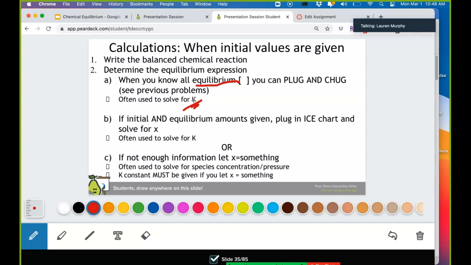All right? Now, the next thing I'm going to introduce to you today is B, and then the last thing we'll do together is C. So B is where I don't give you all equilibrium concentrations. I give you some initial starting concentrations, and then I give you a subsequent equilibrium concentration, and you work your way backwards to figure out everybody's equilibrium concentration that you can then plug into the expression to solve for K. So that's what we're going to work with first right now.